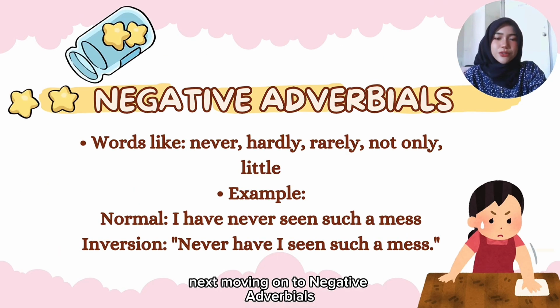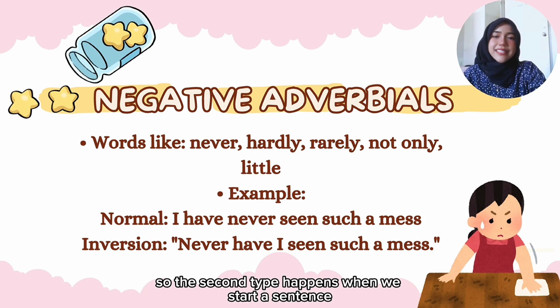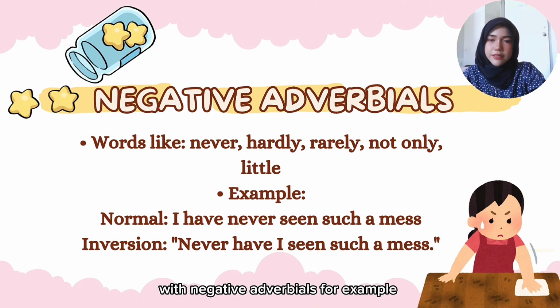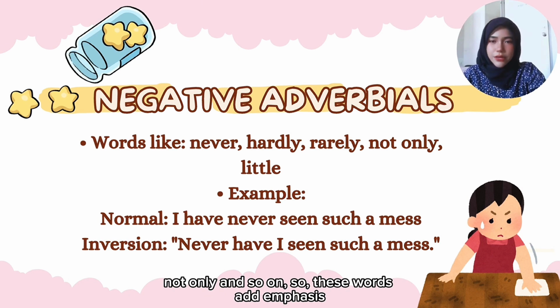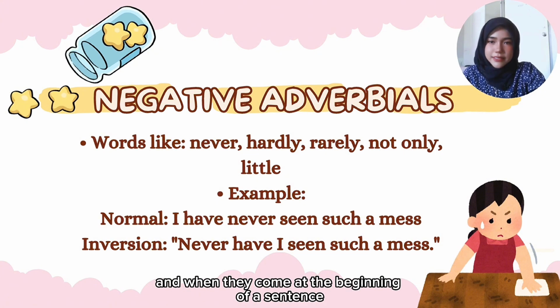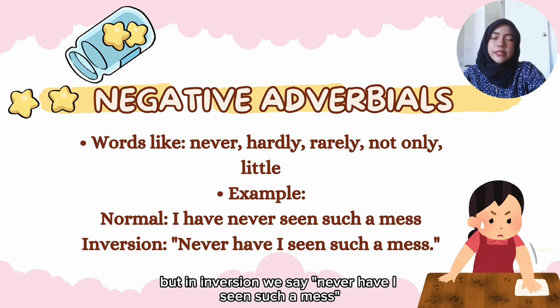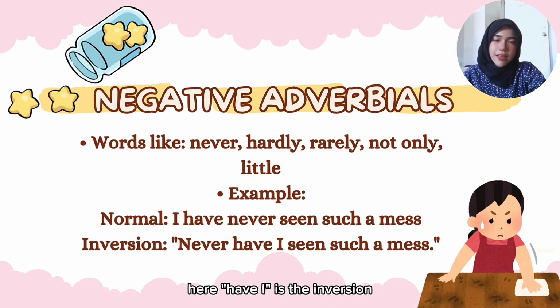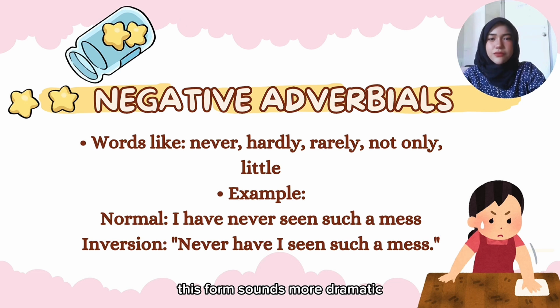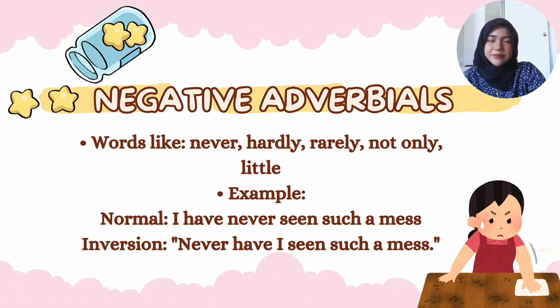Next, moving on to negative adverbials. The second type happens when we start a sentence with negative adverbials. For example, never, hardly, rarely, little, not only, and so on. These words add emphasis, and when they come at the beginning of a sentence, they trigger an inversion. For example, in a normal sentence, I have never seen such a mess. But in inversion, we say, never have I seen such a mess. Here, have I is the inversion. This form sounds more dramatic.